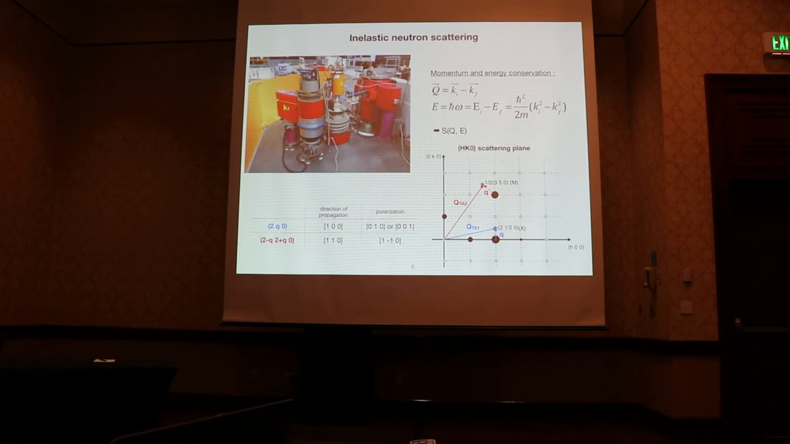The TA1 mode corresponds to an acoustic phonon that propagates in the direction of 100, and its polarization is along 010. And the TA2 phonon corresponds to a phonon that propagates along 110, and its polarization is along 1 minus 10.